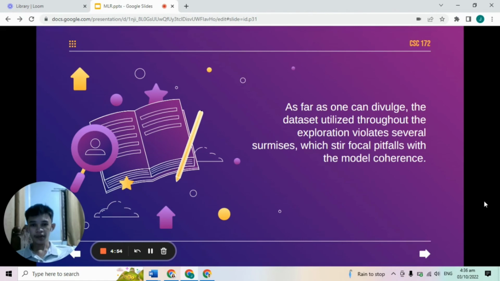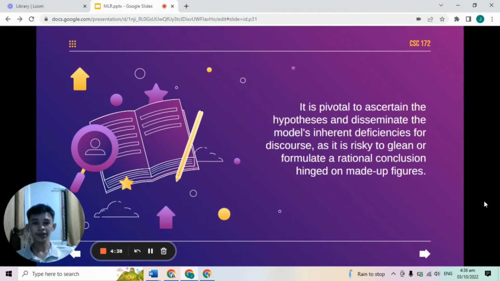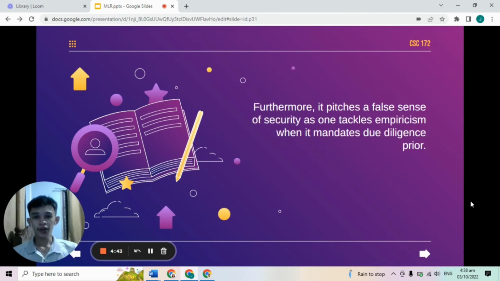Conclusion. As far as one can tell, the dataset utilized throughout the exploration violates several assumptions, which stir focal pitfalls with model coherence. Although these are prevalent in real-world data, even so, it is pivotal to verify the hypotheses and disclose the model's inherent deficiencies for this course, as it is risky to formulate a rational conclusion hinged on made-up figures. Furthermore, it pushes a false sense of security, as one tackles empiricism when it mandates due diligence right off the bat.